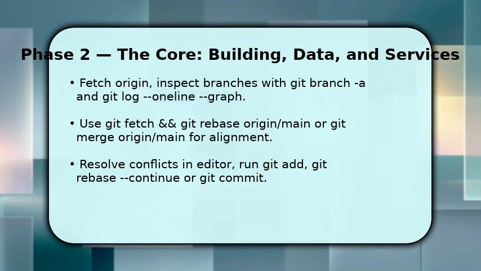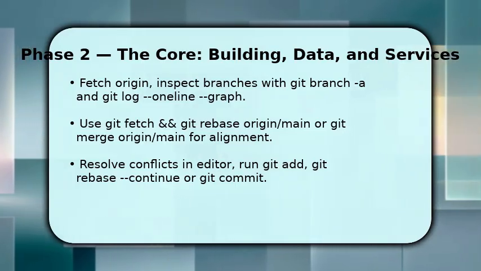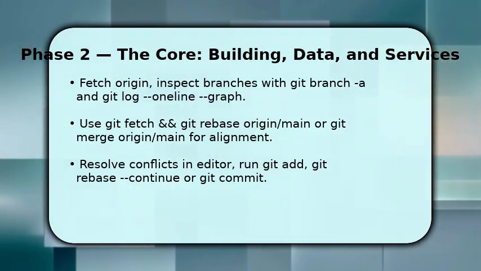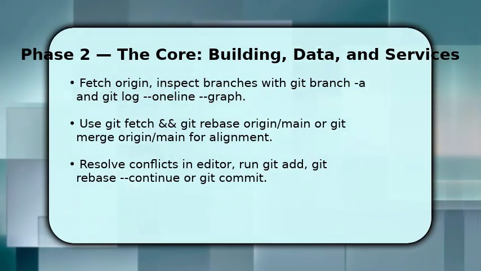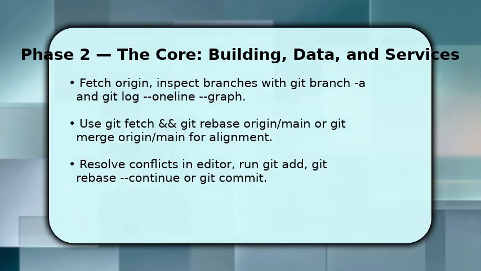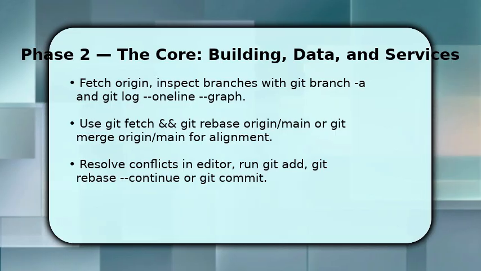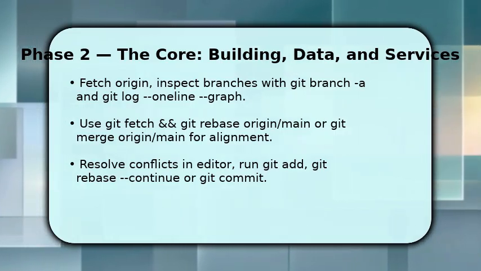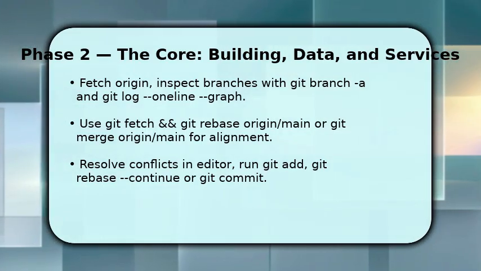You next reconcile divergent histories so pushes succeed. Start by fetching origin and inspecting branches with git branch and a compact git log --oneline --graph to see divergences. Then choose rebase for linear history: git fetch and git rebase origin/main, or merge if preferred.